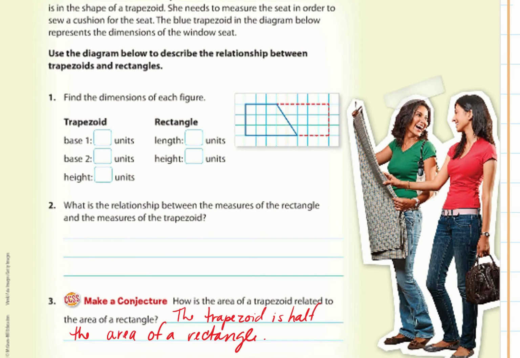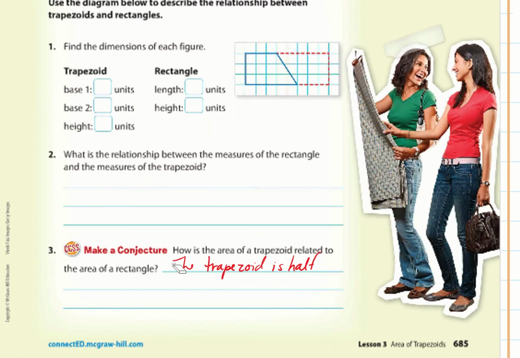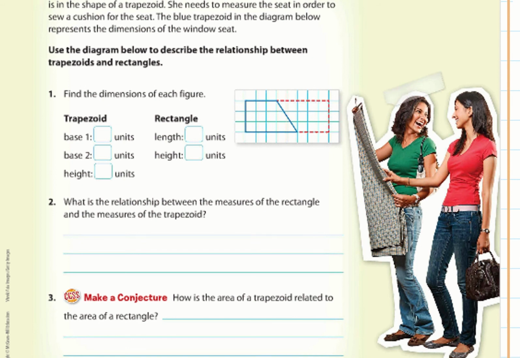So we're going to use the diagram. And if you notice... Oh no, we'll get to it. I'm jumping ahead. So, trapezoid, base 1. We're going to have the base 1 be the top. So the base 1 is 1, 2, 3 units. Base 2 is going to be the bottom. So we have 0, 1, 2, 3, 4, 5. So our base 2 is going to be 5. Our height is going to be 3 units.